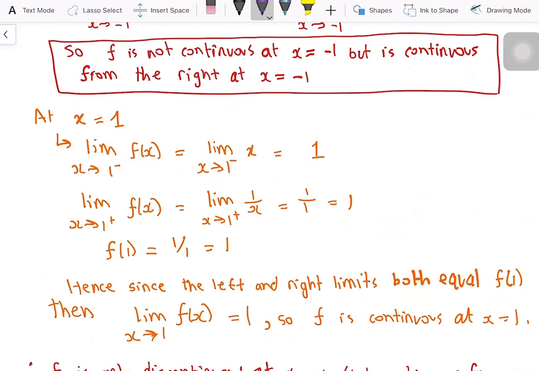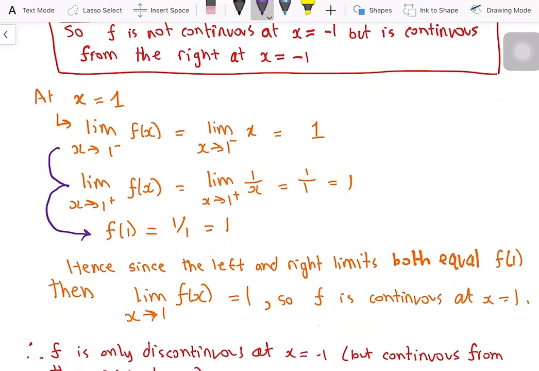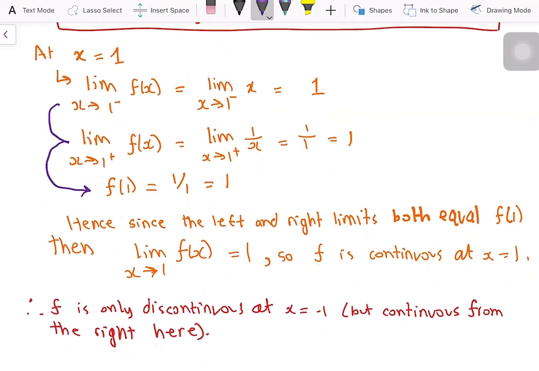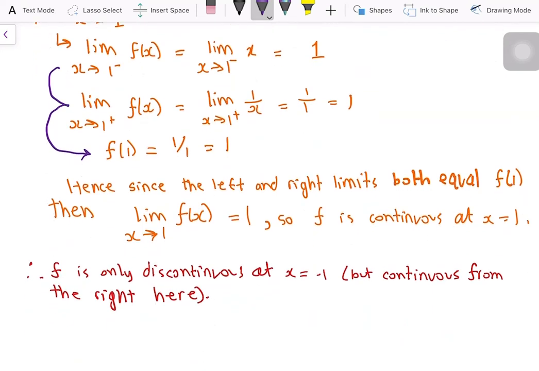Now we can see the left hand side limit, the right hand side limit, and f of 1 itself are all equal to 1. So this means the function f is continuous at x equals 1. And finally, if we combine all the information together, we get that f is continuous everywhere except x equals -1, where it's discontinuous. But although f is discontinuous at x equals -1, it turns out to be continuous from the right, but not from the left.